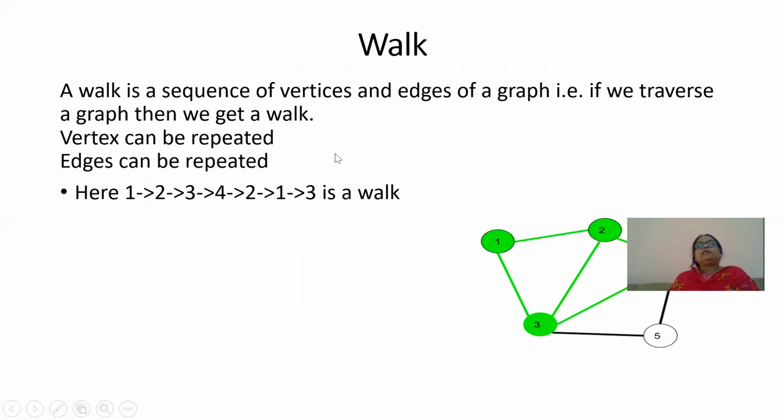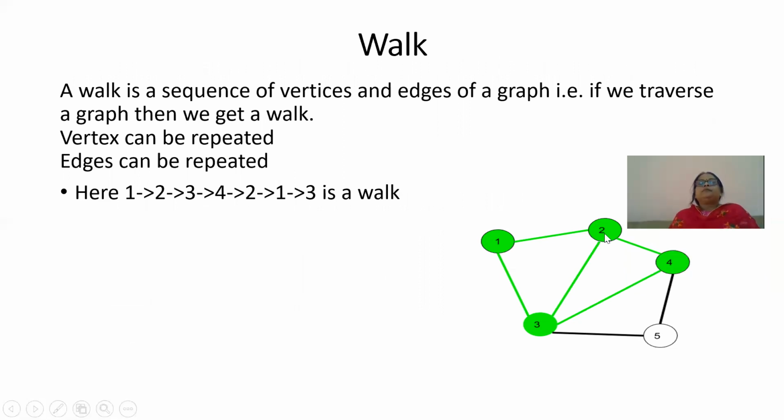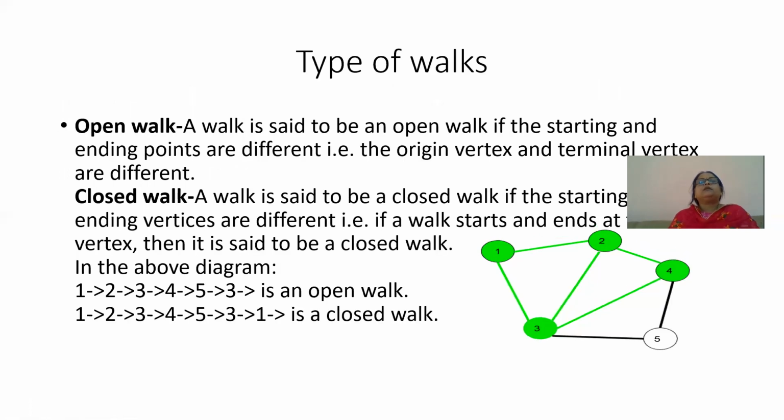Walk. A walk is a sequence of vertices and edges. If we traverse a graph, then we get a walk. In a walk, vertices and edges both can be repeated. In this graph, 1, 2, 3, 4, 2, 1 is an example of a walk.